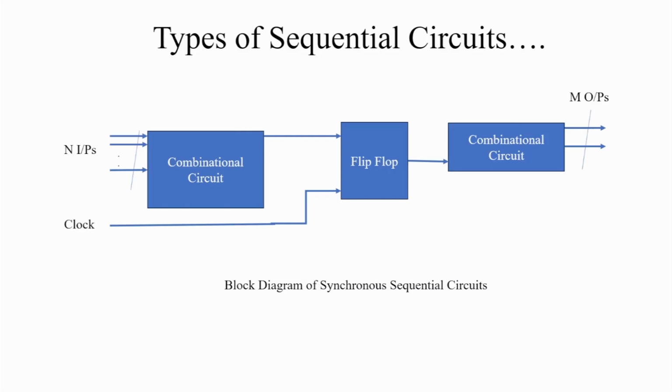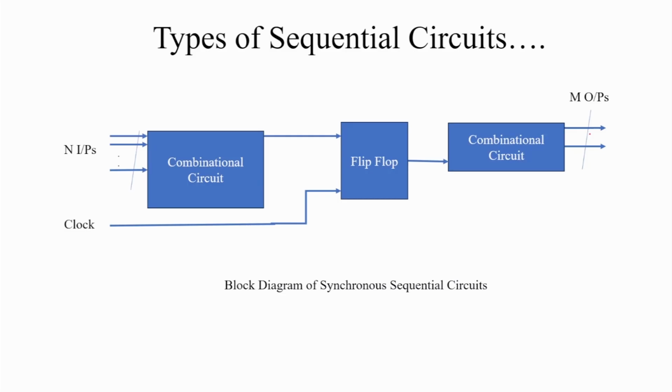Then the block diagram of a synchronous sequential circuit. Here there is a clock pulse, and the same clock pulse is given to all the flip flops. This means there are a number of inputs, then a combinational circuit, a number of flip flops, and all the flip flops are provided a common clock pulse. Again there is a combinational circuit and there are m outputs.